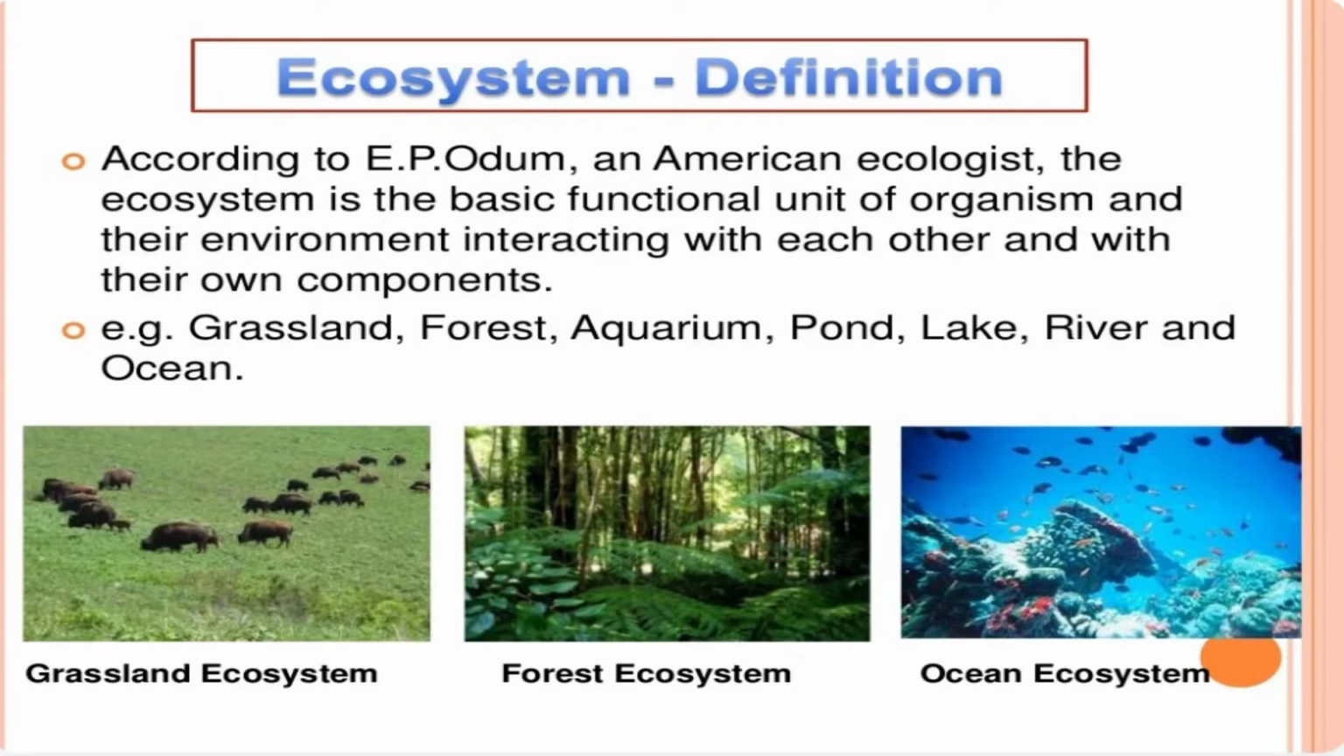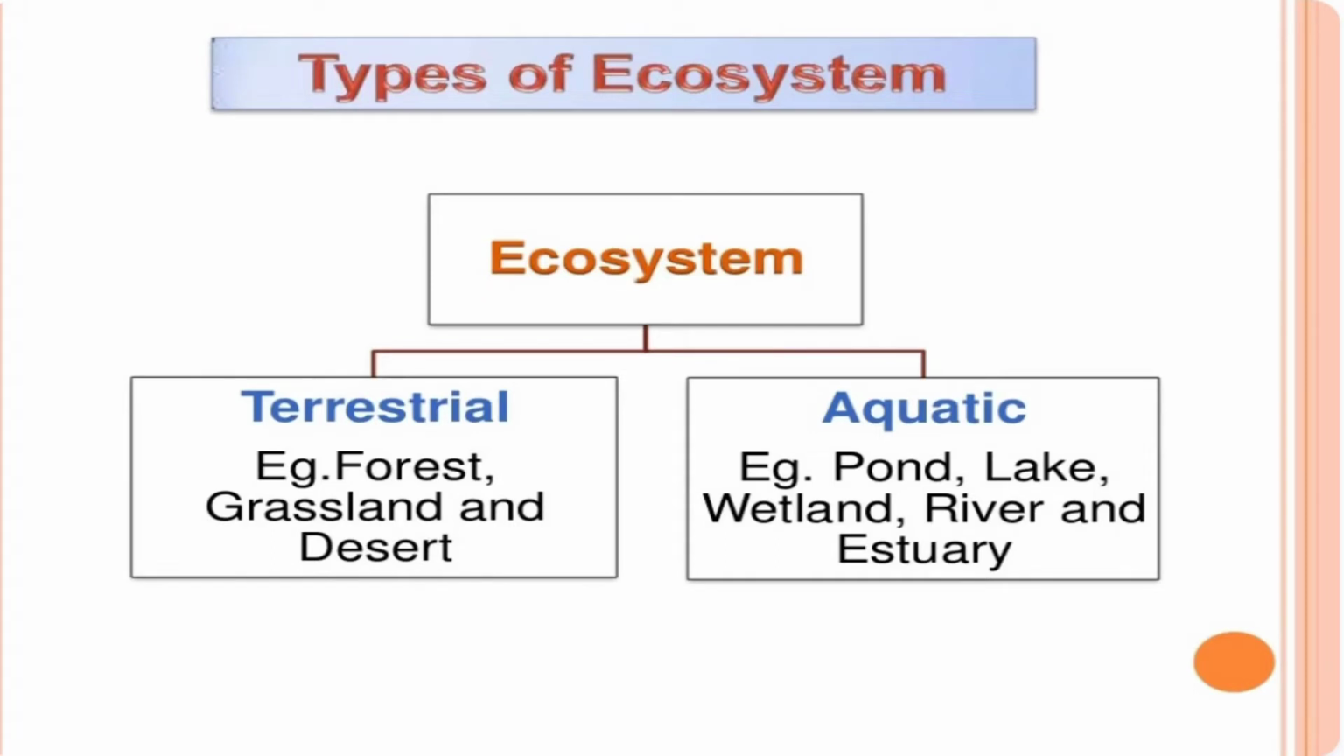So we have seen the ecosystem according to Tansley, but the second opinion is that of E.P. Odum, an American ecologist: the ecosystem is the basic functional unit of organisms and their environment interacting with each other and with their own components. Examples given are grassland, forest, aquarium, pond, lake, river, and ocean. So the grassland ecosystem is shown, the second is the forest ecosystem, and the third is the ocean ecosystem. Now the types of ecosystem.